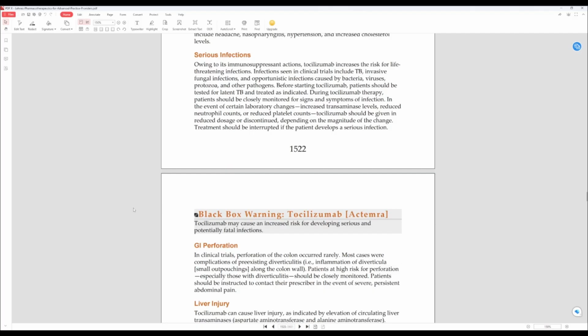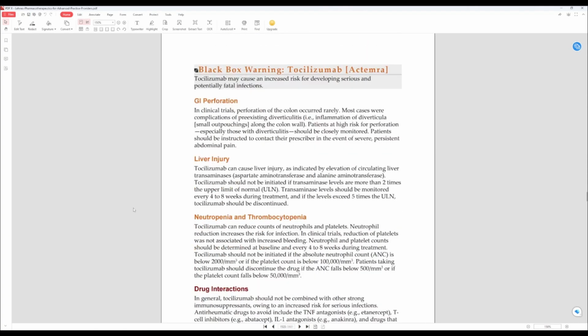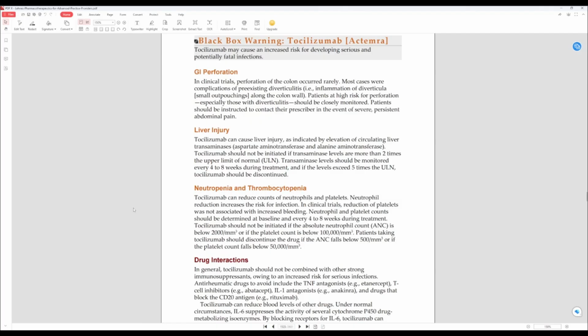In the event of certain lab changes, increased transaminase levels, reduced neutrophil count, or a reduced platelet count, tocilizumab should be given in a reduced dosage or discontinued, depending on the magnitude of the change. Treatment should be interrupted if the patient develops a serious infection. Which brings us to its black box warning. Tocilizumab may cause an increased risk for developing serious and potentially fatal infections.